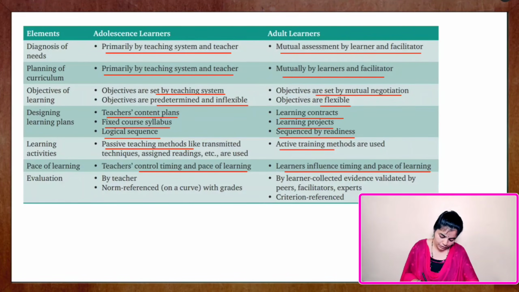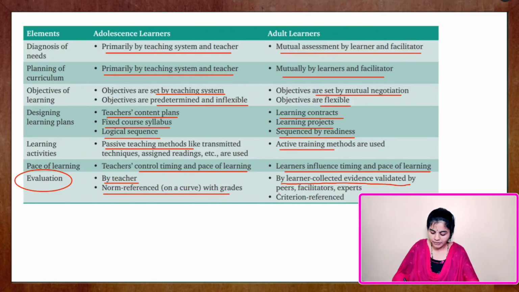Now coming to the evaluation with respect to the learning process of adolescent learners, evaluation is done by teacher, and the evaluation procedure is norm referenced with grades. Evaluation of the learning process of adult learners is done by learner collected evidences validated by peers, facilitators, and experiences. Their evaluation is criterion referenced.